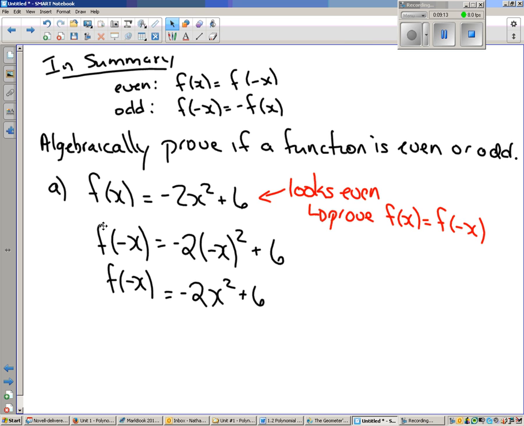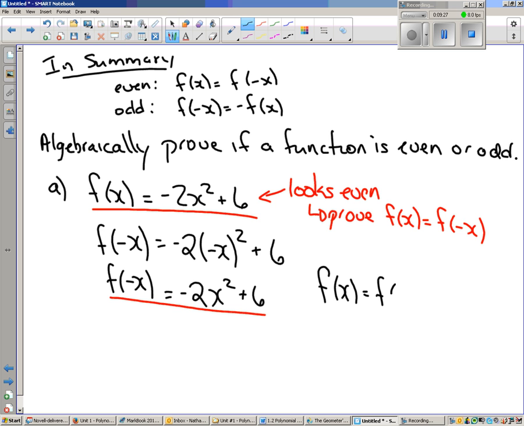So now we look at the function f of x, and we look at the function f of negative x. Looking at those two, they're equal. So we know we have an even function, and this function will be symmetrical about the y-axis.